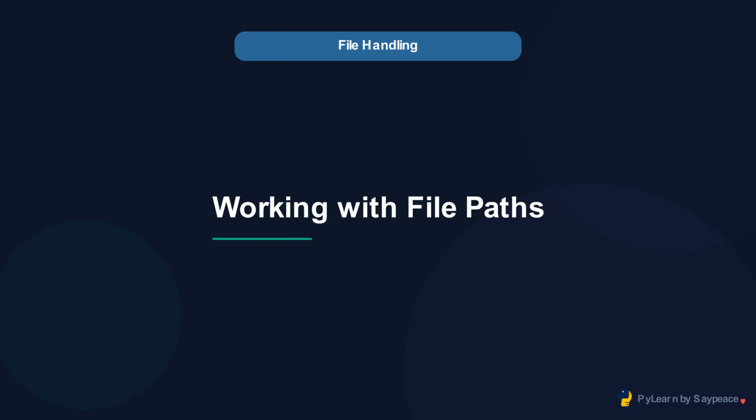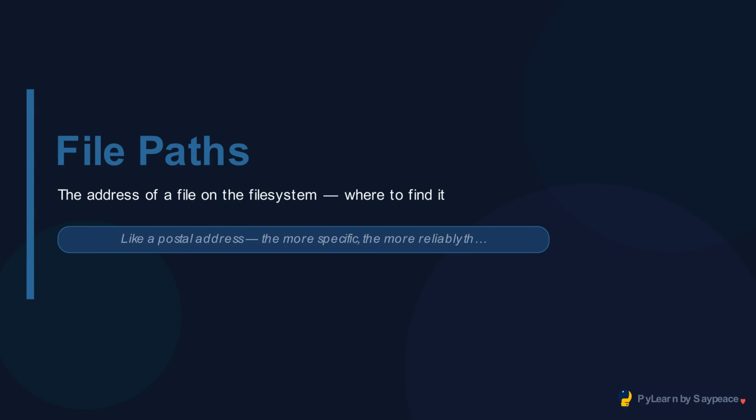Welcome to working with file paths. When you open a file, Python needs to know where to find it. That location is a file path. Relative paths are relative to where your script runs from. Absolute paths point to the exact location on the file system.